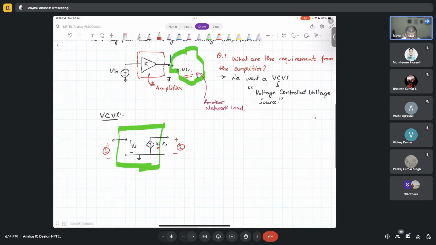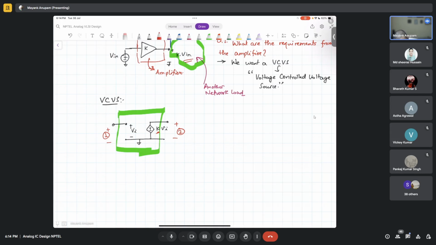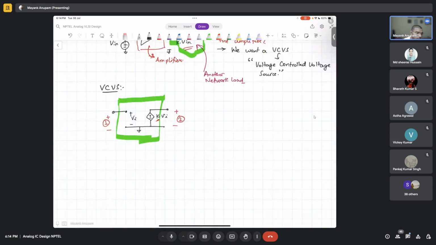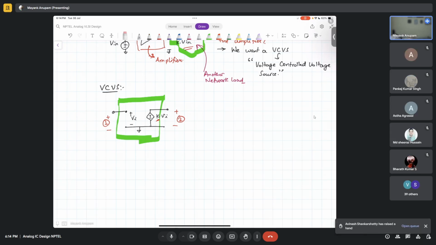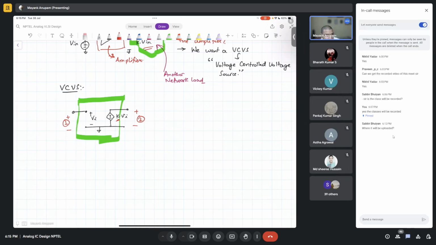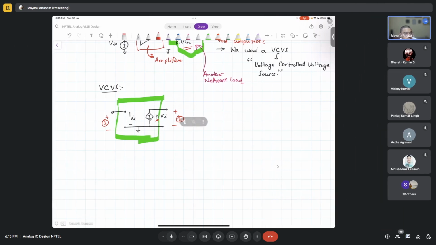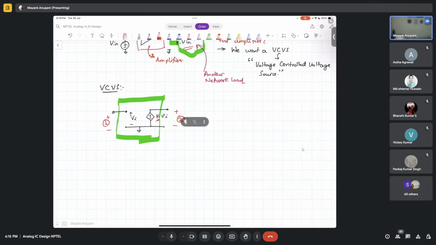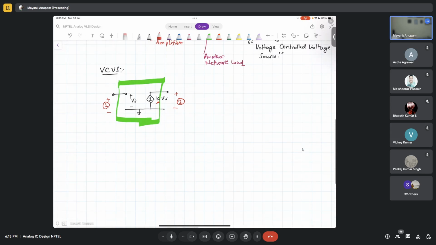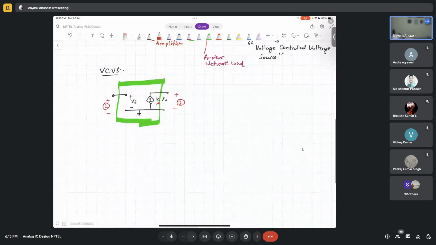So an ideal VCVS has zero output resistance, isn't it? It has to behave like a true voltage source, or ideal voltage source, at the output side. So it will not have any output resistance here at the output. An ideal voltage controlled voltage source has zero output resistance, as you can also see here.